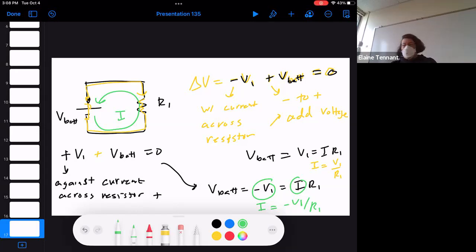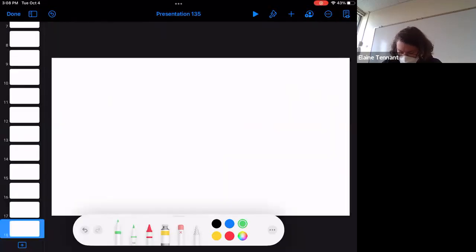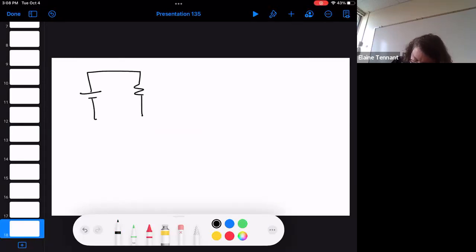Is that okay? Okay, I want to do this one more time, going around this loop. Okay, and we'll set the current to be the correct direction. But now I want to start here and go that way, just so we can see what it looks like. So as I go down through the battery, am I going to add that battery voltage, or am I going to subtract it?